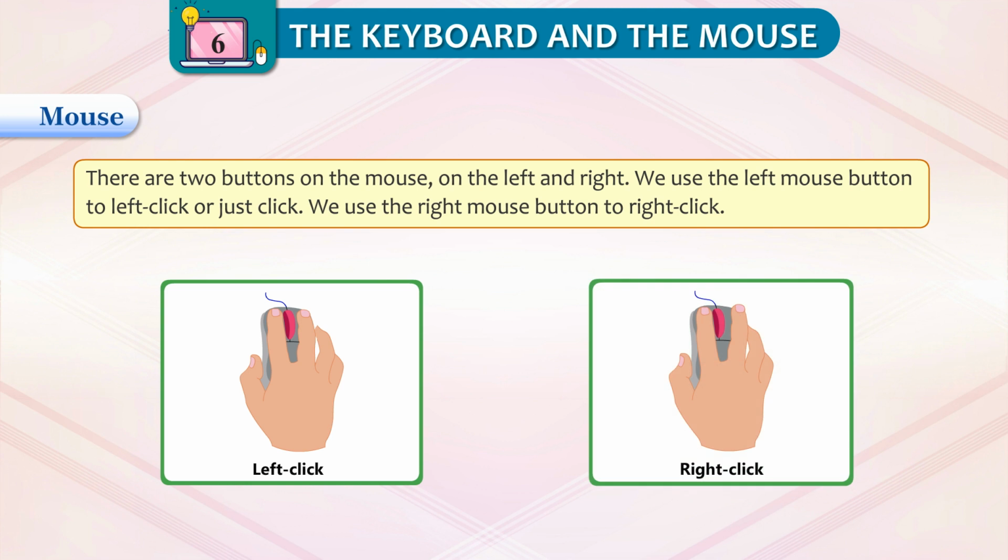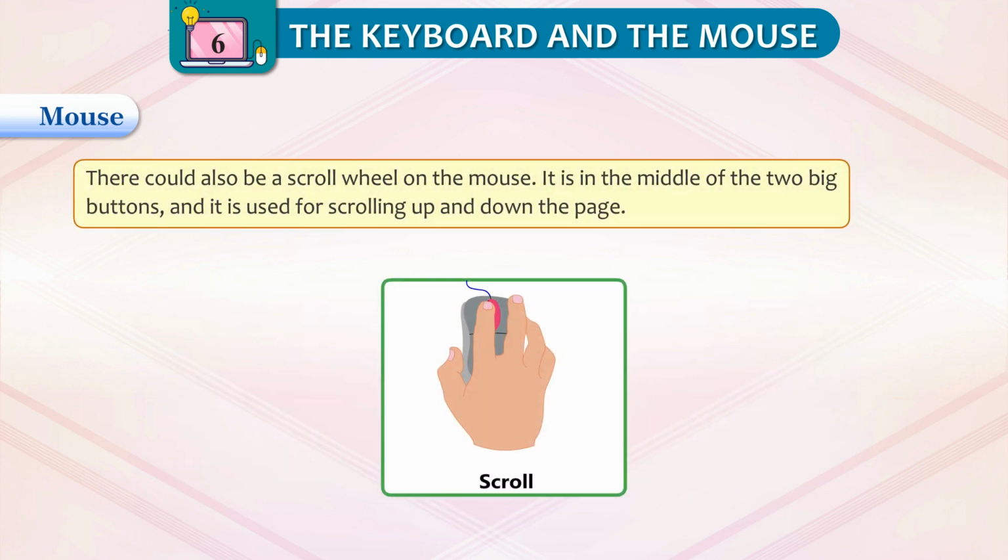There are two buttons on the mouse, on the left and right. We use the left mouse button to left click or just click. We use the right mouse button to right click. There could also be a scroll wheel on the mouse. It is in the middle of the two big buttons, and it is used for scrolling up and down the page.